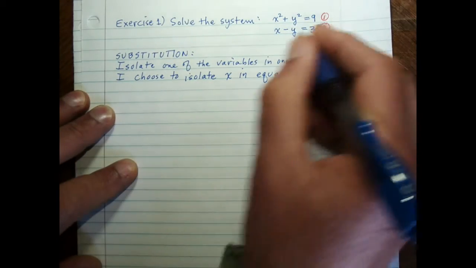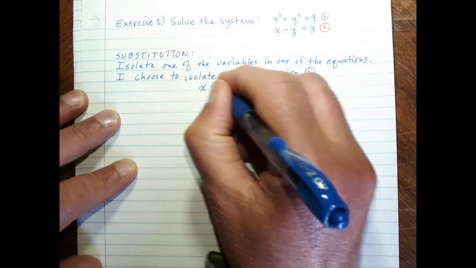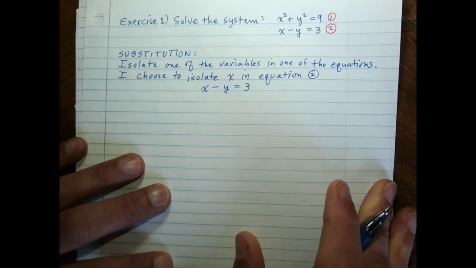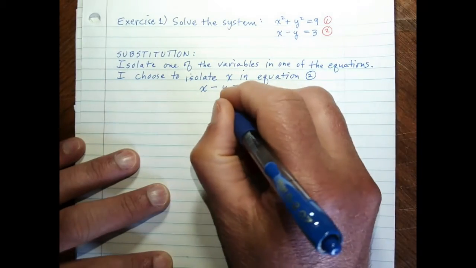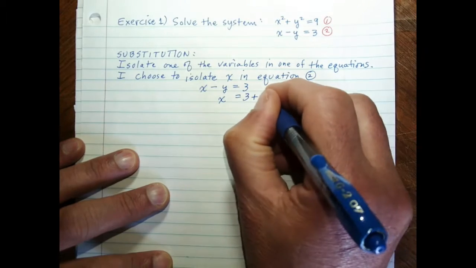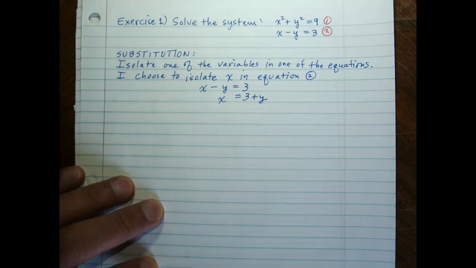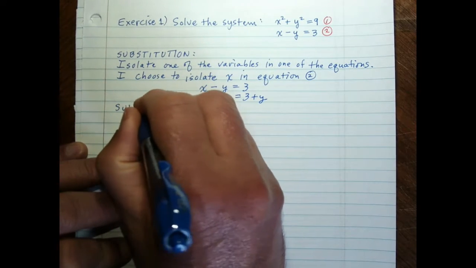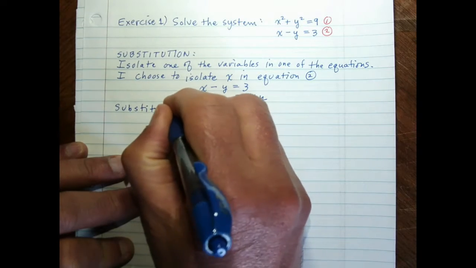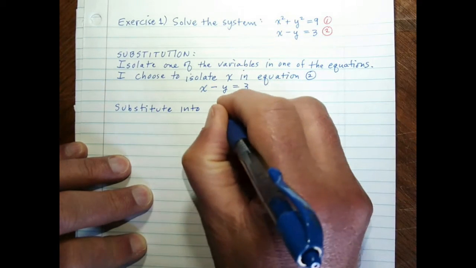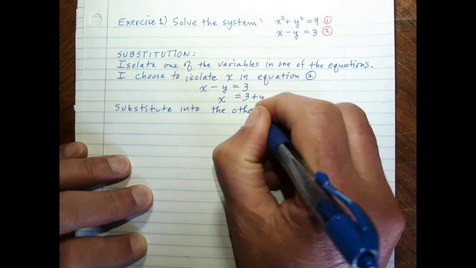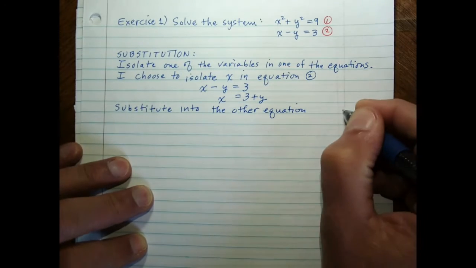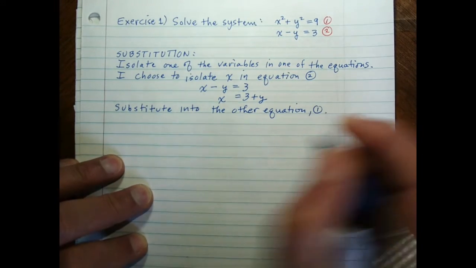So let me recopy equation 2, x minus y equals 3. By isolating x, it's pretty easy to do that. In this one, I'm just going to add y to both sides. So x is equal to 3 plus y. And then I'm going to substitute into the other equation. In this case, the other equation is equation 1.